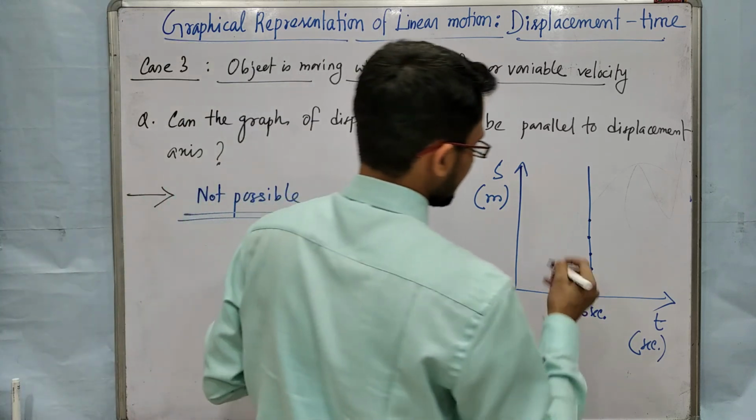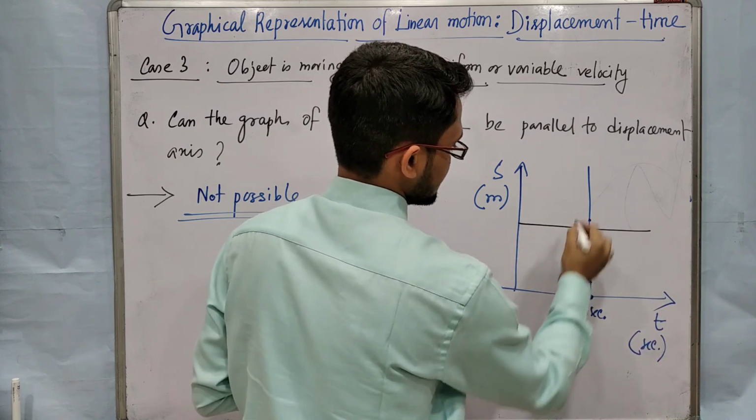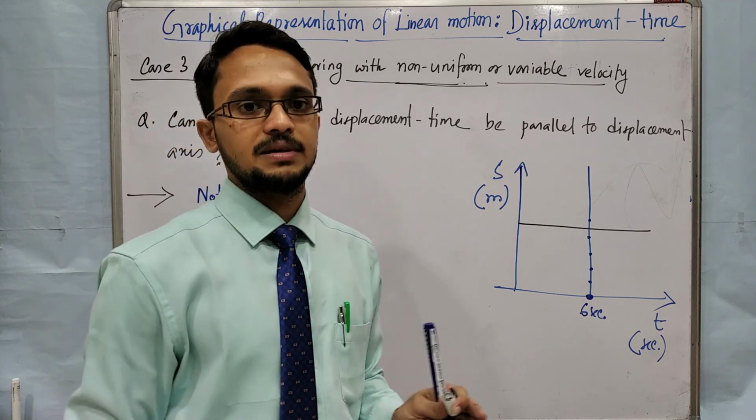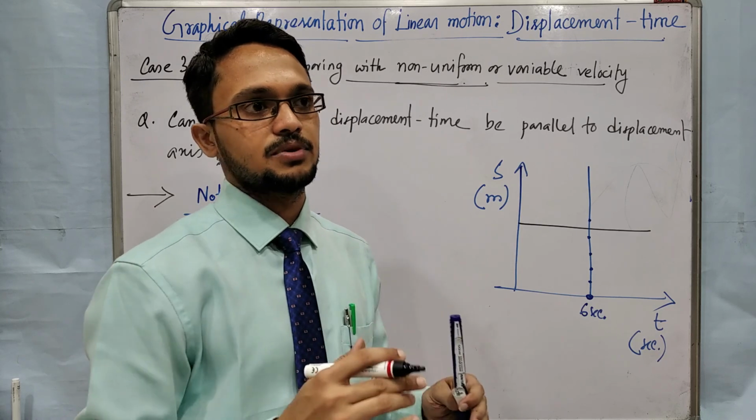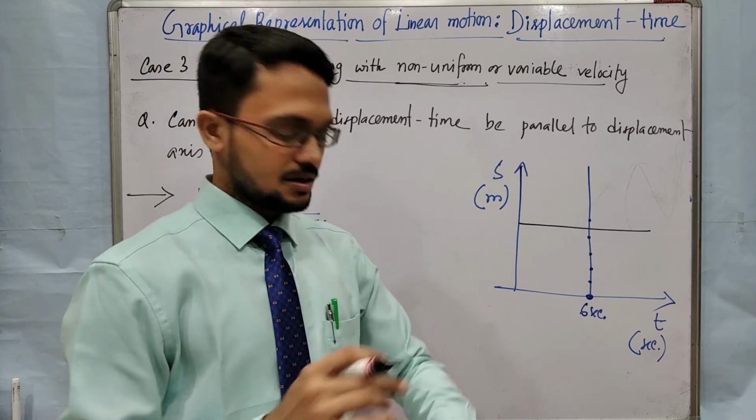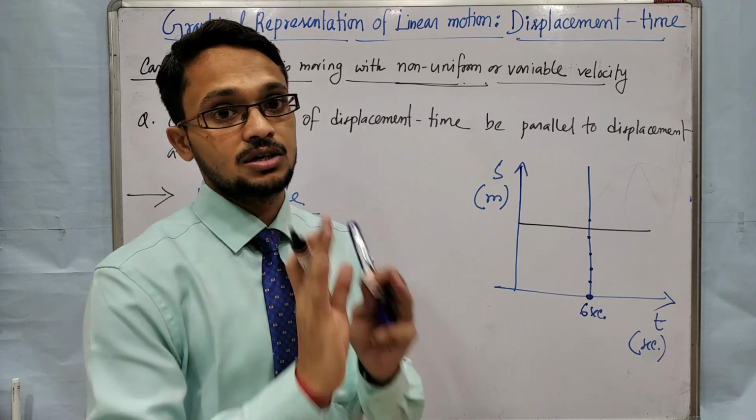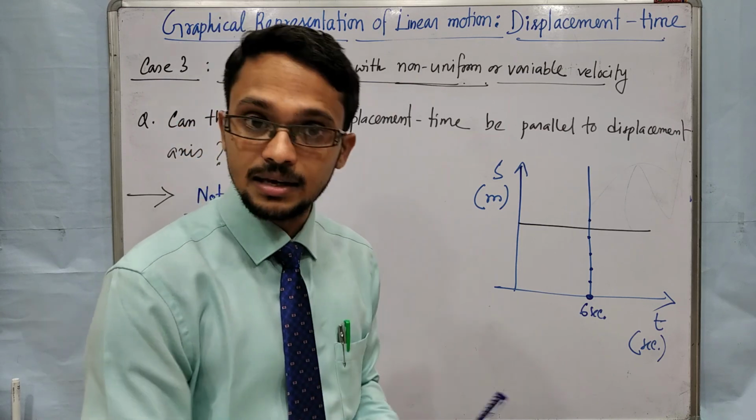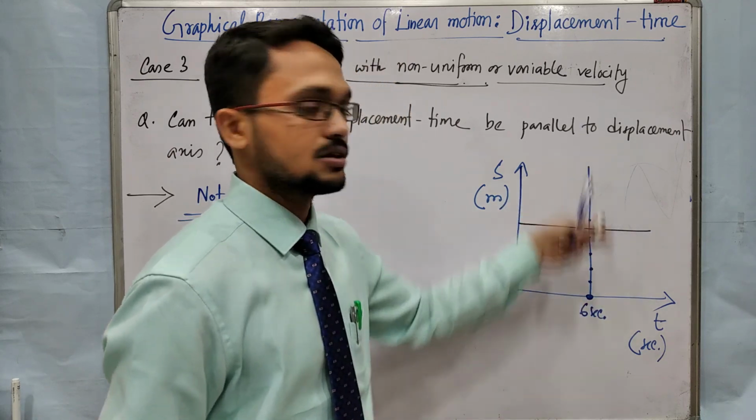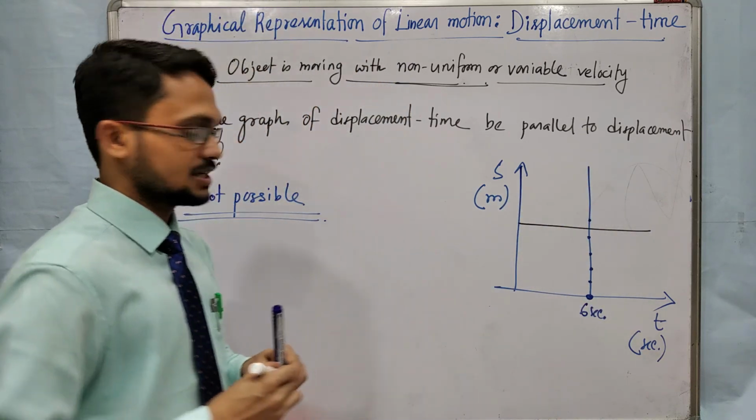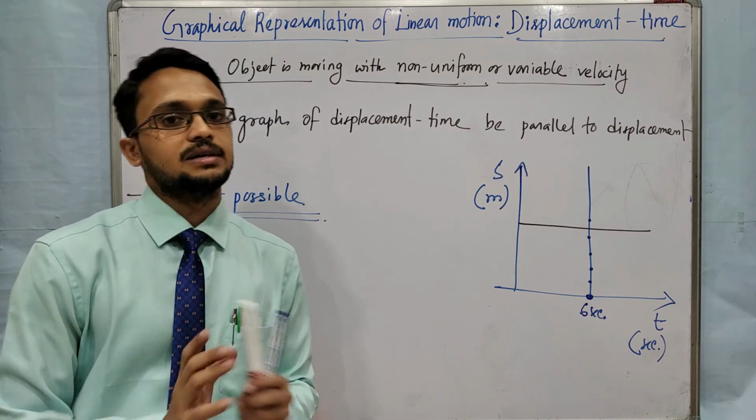The displacement time graph can be parallel to the time axis. Time is going on, but the displacement is not changing. The object is at a particular point, which means it is at rest. You are looking at a tree in front of you, seeing your watch and looking at the tree. The tree is not changing its position with respect to time, so it is at rest. So this type of graph is possible, but the other is not. Okay, understand? So this is our part on displacement time graphs. Next class we will discuss the velocity time graph.